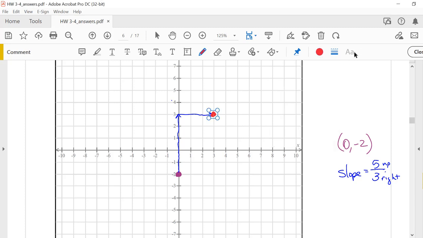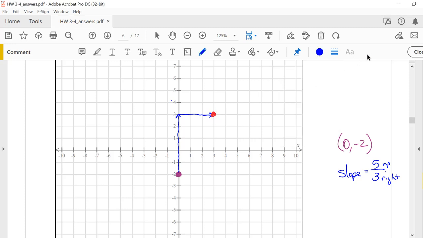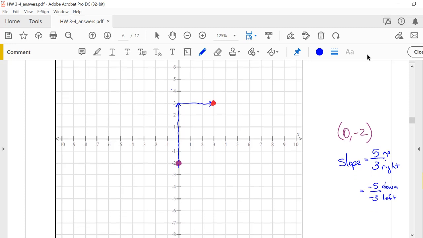I can use a straight edge and connect that, or I can get another point using my slope. I could have said that that was -5 over -3, so go down 5 and left 3. So go down 1, 2, 3, 4, 5, and left 1, 2, 3. So here's another point. Either way, my line looks like that.